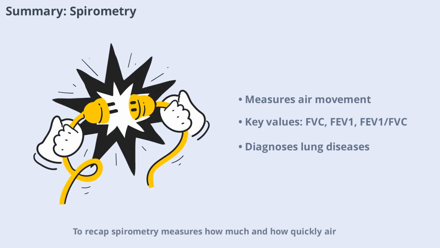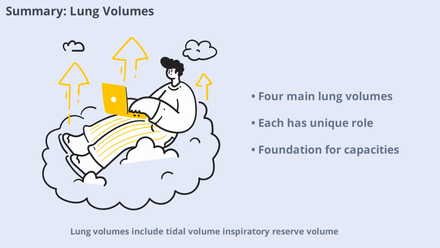To recap, spirometry measures how much and how quickly air can be moved in and out of the lungs. Key values include FVC, FEV1, and the FEV1-FVC ratio. These values help diagnose and monitor obstructive and restrictive lung diseases. Lung volumes include tidal volume, inspiratory reserve volume, expiratory reserve volume, and residual volume. Each represents a different aspect of lung function and is essential for understanding how the lungs operate.